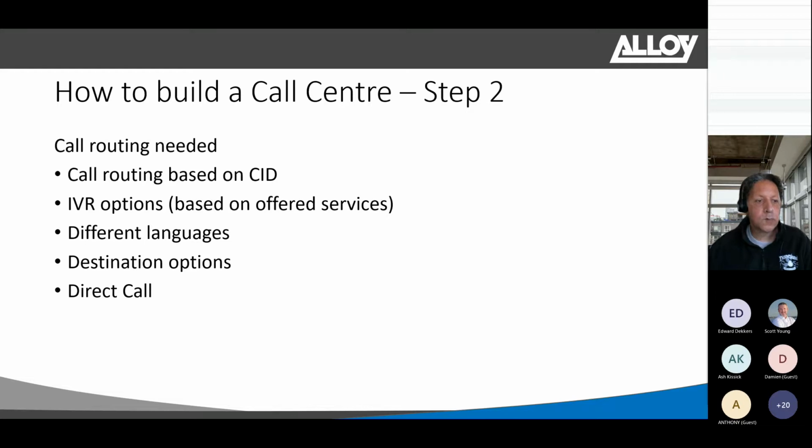We can have call routing based on caller ID. You can have the IVR options based on offered services, different languages, destination options, and then you can have the direct call opportunity. As said before, in a further step, we would also choose the extension name, so dial by name. If you know the name of the agent, then you can offer that.